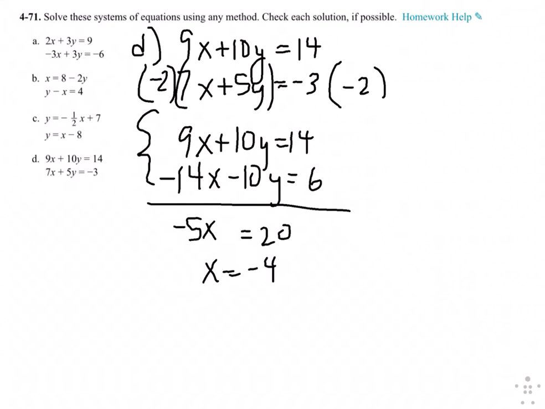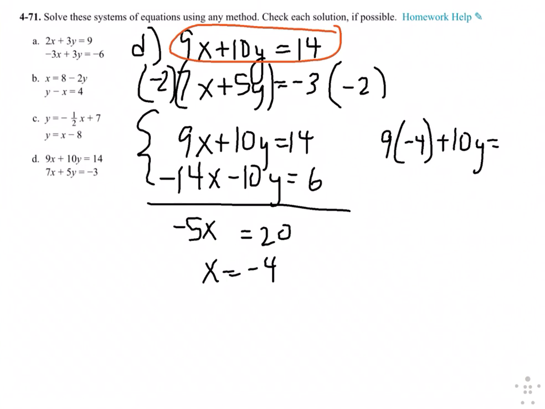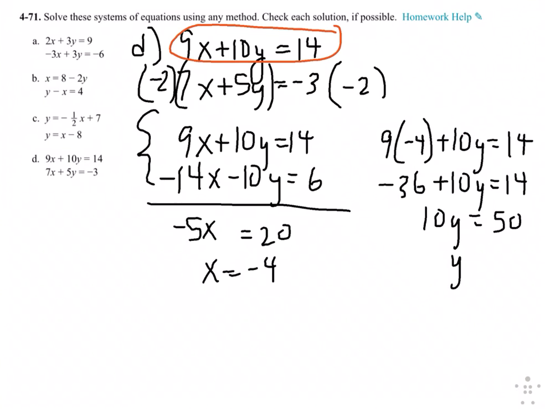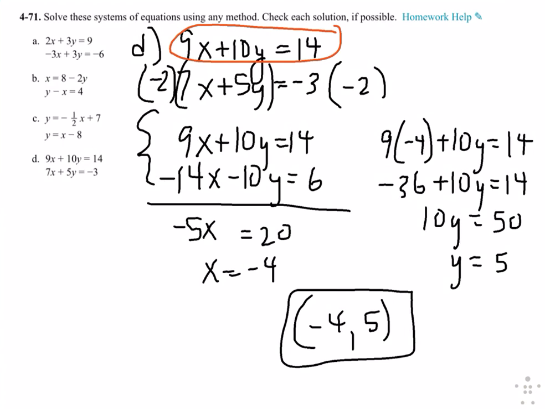And then we'll take it and we'll substitute into any of the equations. Let's put it in that one. So we get 9 times negative 4 plus 10y equals 14. So negative 36 plus 10y equals 14. Add 36 to both sides, we get 10y equals 50. And divide by 10, so we get y equals 5. So we're left with (negative 4, 5) as the ordered pair.